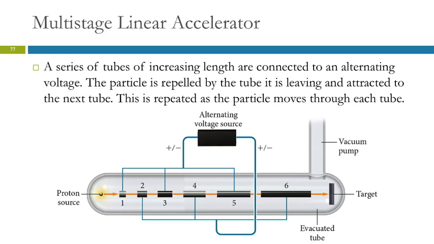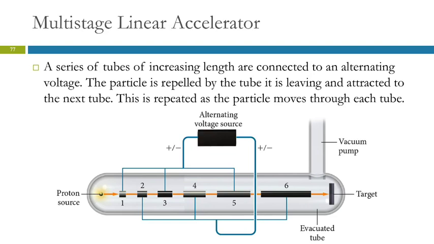Anyway, the multistage linear accelerator. So this is the type that Stanford has. How does this work? A single stage, you're limited by, you've got this one tube, right? How long can you make an evacuated tube? Here we've got a series of tubes, and the tubes have increasing lengths. They're connected to an alternating voltage. So the particle gets repelled by the tube it's leaving and attracted to the next tube, and that gets repeated as the particles move through each tube.